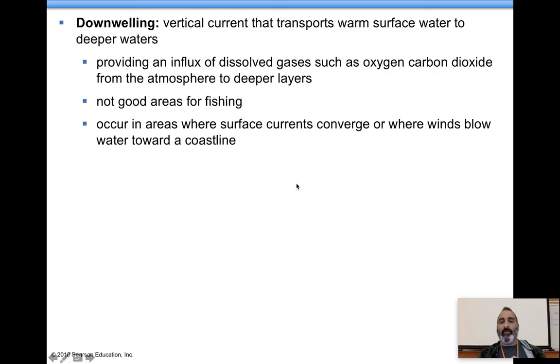This happens where currents converge or go at each other, or winds blow water towards a coastline. This causes water to shift and go down, and as it goes down, it takes nutrients down with it. Okay? So, for example, oxygen and other nutrients will go down. Downwellings are not areas that fish want to reside because there's less nutrients in those areas.